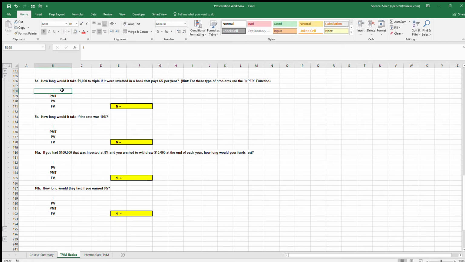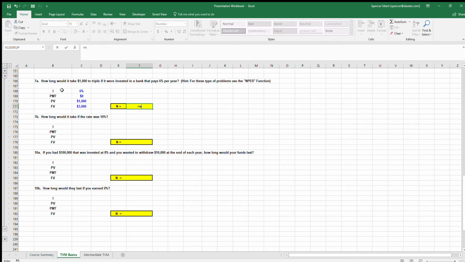The question says how long will it take for $1,000 to triple if it were invested in a bank that pays 6% per year. If you can find a bank that pays 6% a year, you better jump on that, because that is not a thing right now. Okay, 6% a year, so the interest rate is 6%. Payment, I believe, is 0. Present value is 1,000, and we want the triple of that, so that times 3, because we want it to be triple, 3,000.